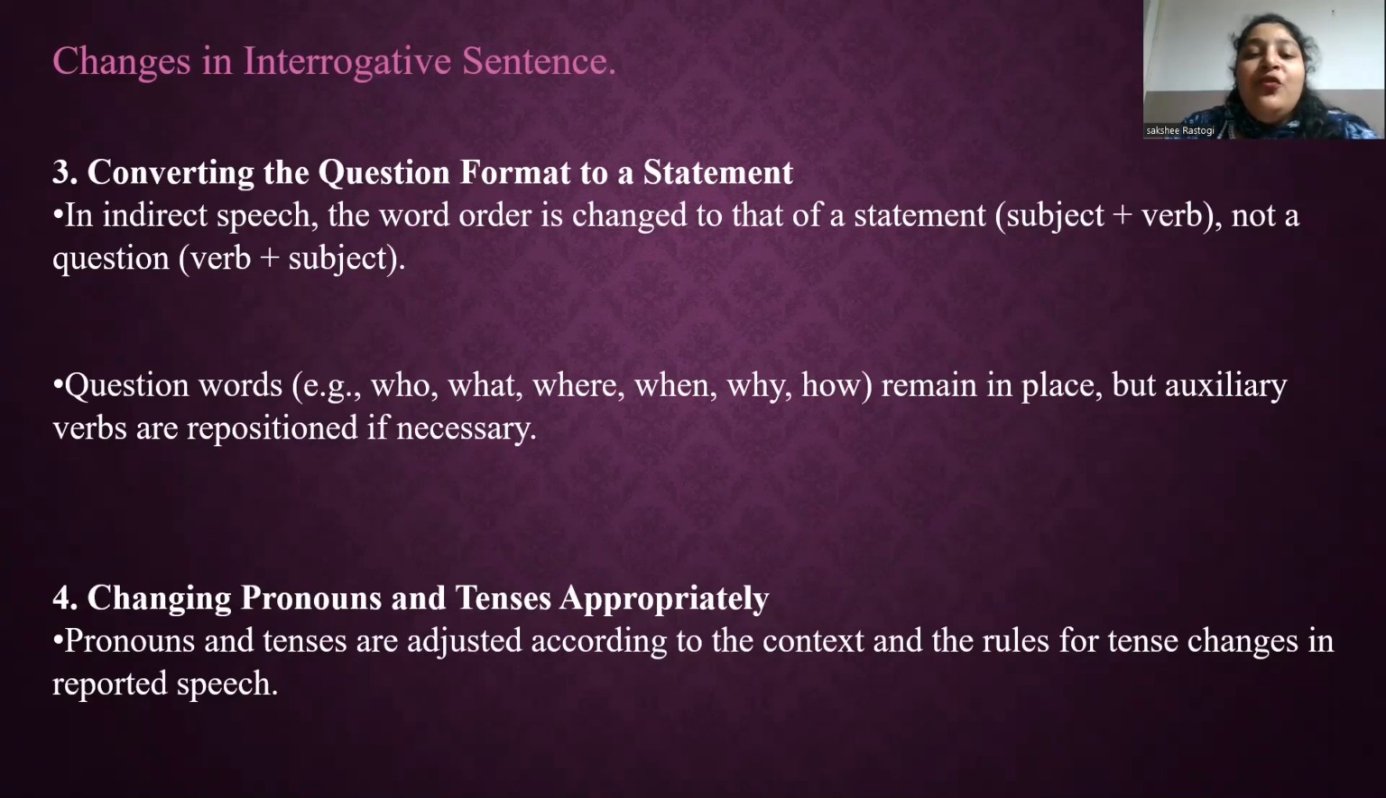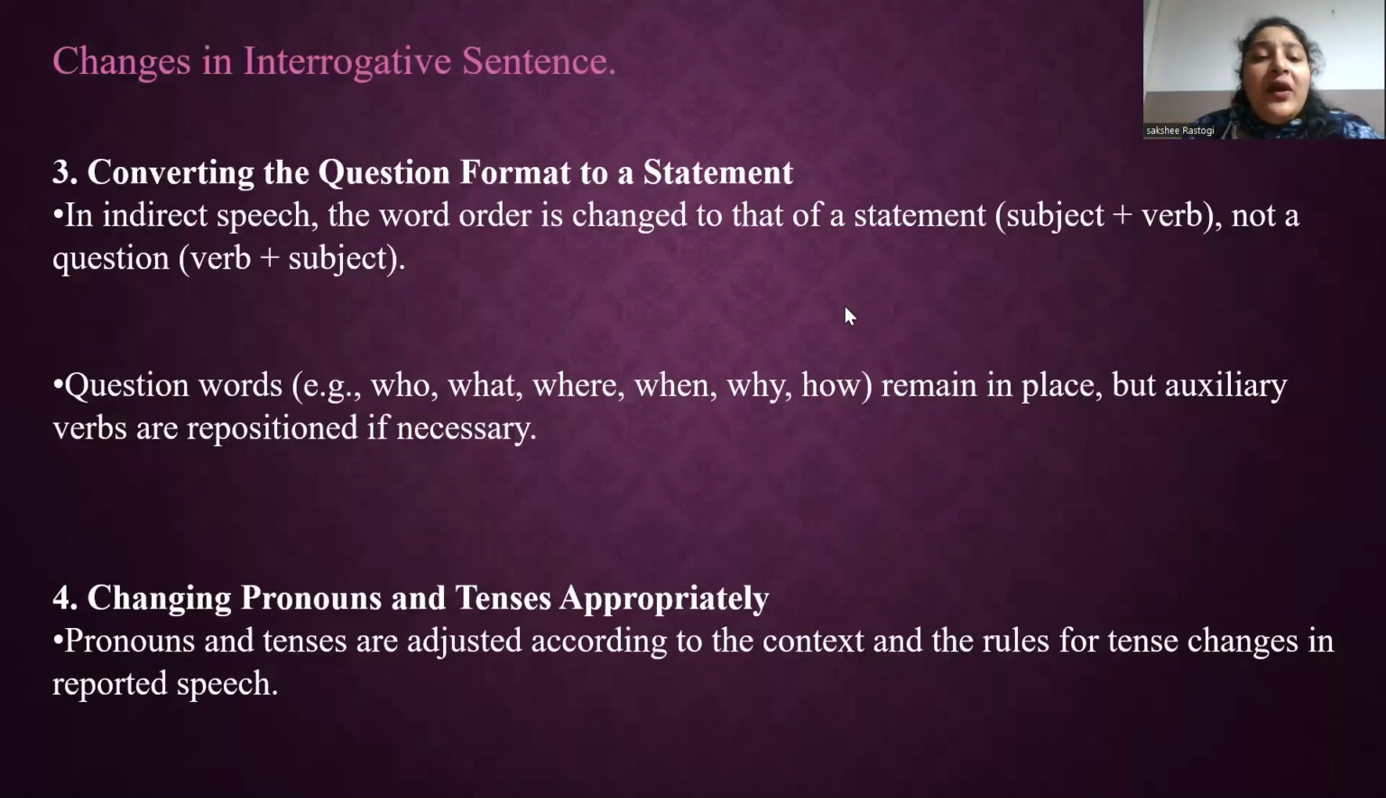Change first person, meaning I, me, to the appropriate person: he, she, they. Change second person you to the appropriate person: he, she, they. Change present tense to past tense or past perfect tense if the reporting sentence is in the past. Change future tense to future perfect tense if the reporting sentence is in the past. It is important to note that specific changes will depend on the context and the reporting sentence.